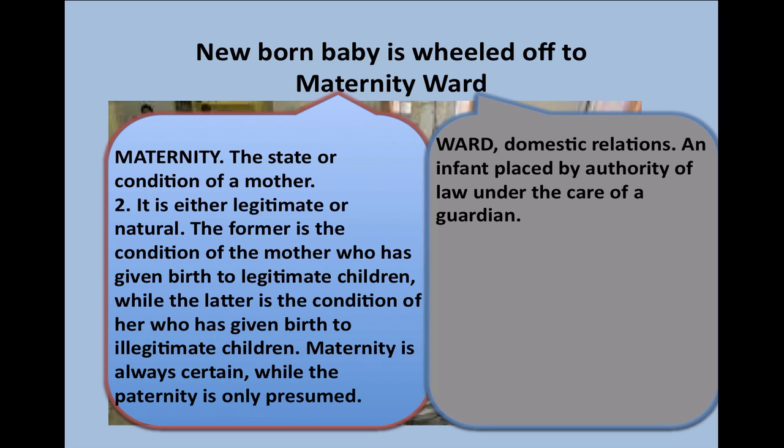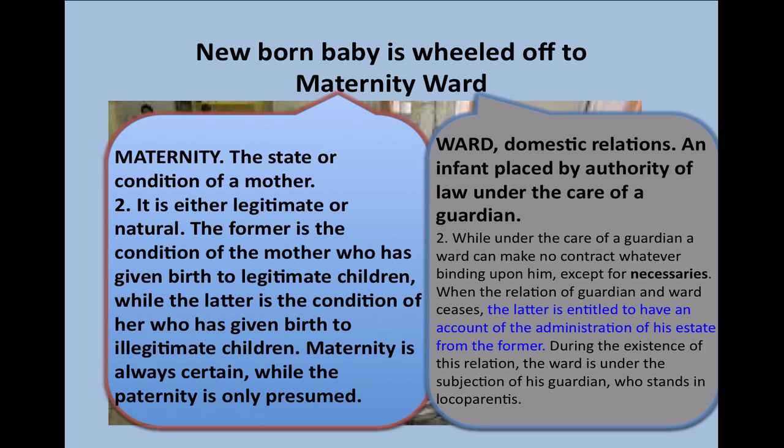Ward, domestic relations. An infant placed by authority of law under the care of a guardian. They're telling us what's going to happen to us here. Everything that they're telling us in the birth process tells us in these few words. Now, the next part is even more, throws more light onto it. While under the care of a guardian, a ward can make no contract whatever binding upon him. They're telling us we won't be able to make a contract binding upon us because we're a ward of the state, except for necessaries. Now, this is very important.